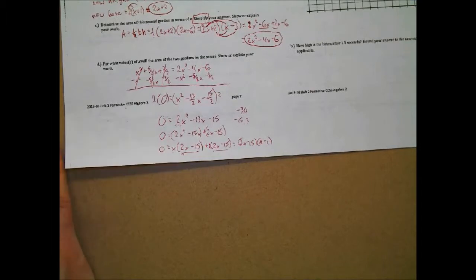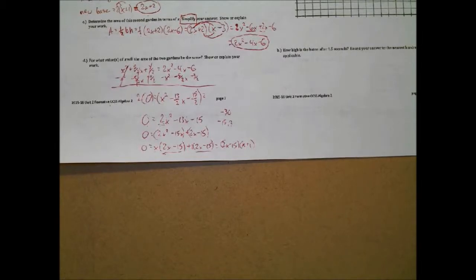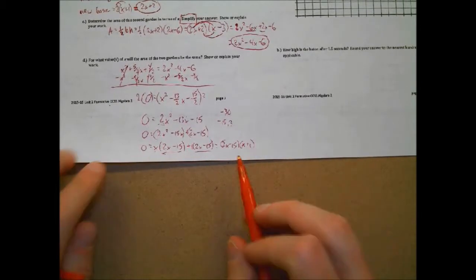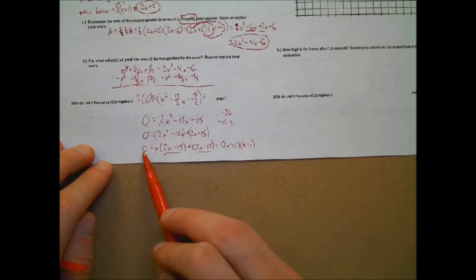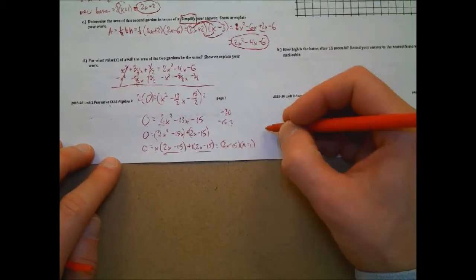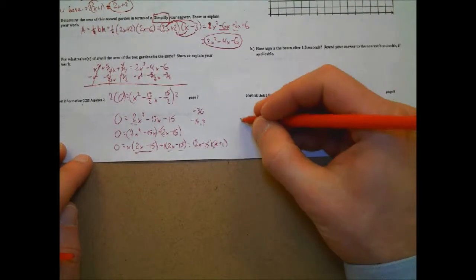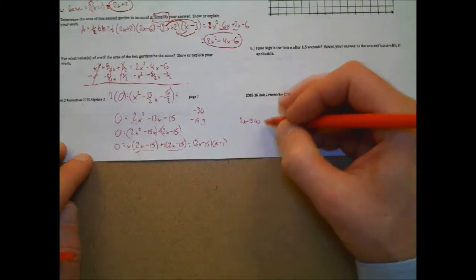Okay. And then finally, what do we do here? We have 2x minus 15 times x plus 1 equals 0. So what should we do? Set them both equal to 0, right? So I'm just going to do that. I'm just going to move it over here. So 2x minus 15 equals 0. x plus 1 equals 0.